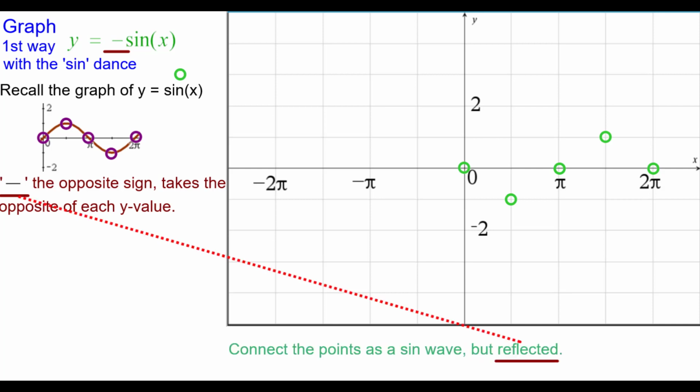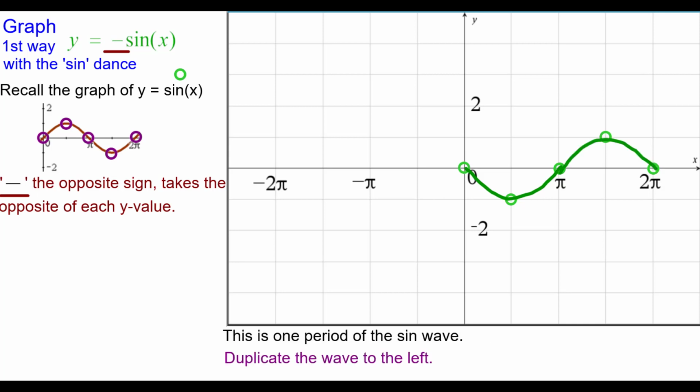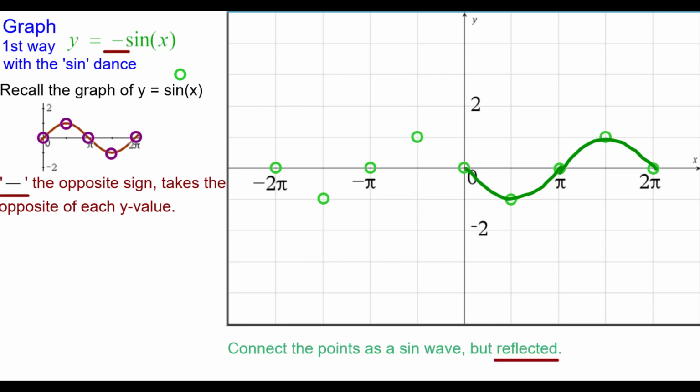Here we're going to connect the points as a sine wave, but reflected about the x-axis. So we'll have a smile first and then a frown, instead of a frown and then a smile. This is one period of the sine wave. We're going to duplicate the wave to the left. So we're going to go back a period, which is 2 pi from each point, especially the key points. And again, we can connect these as a sine wave, but again, reflected about the x-axis. So concave up, followed by concave down.